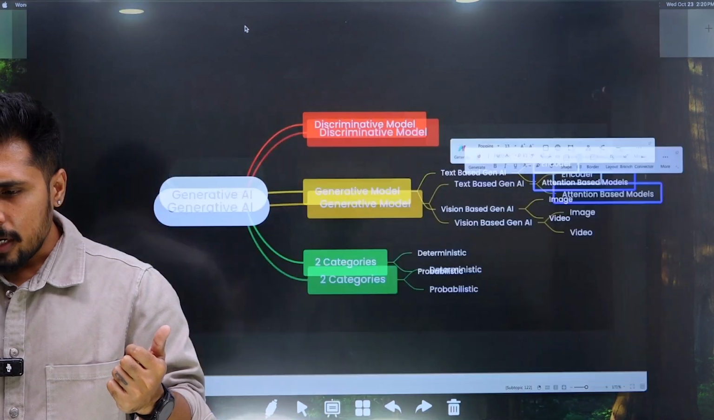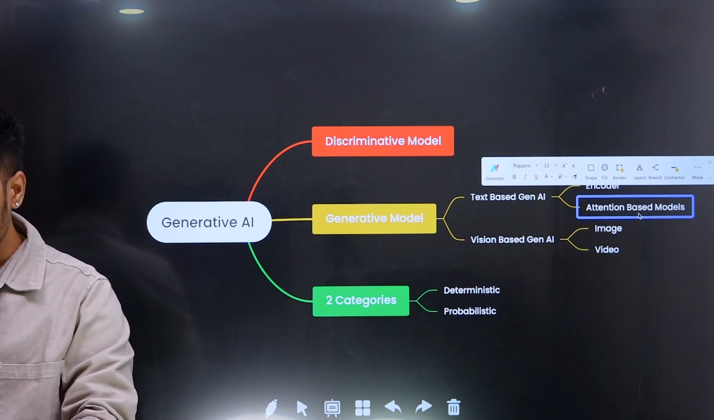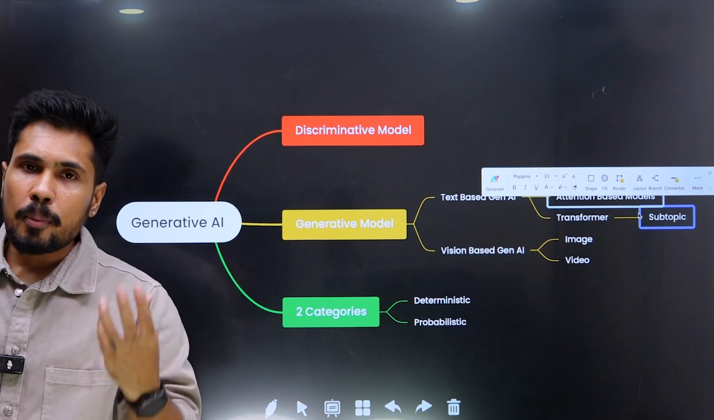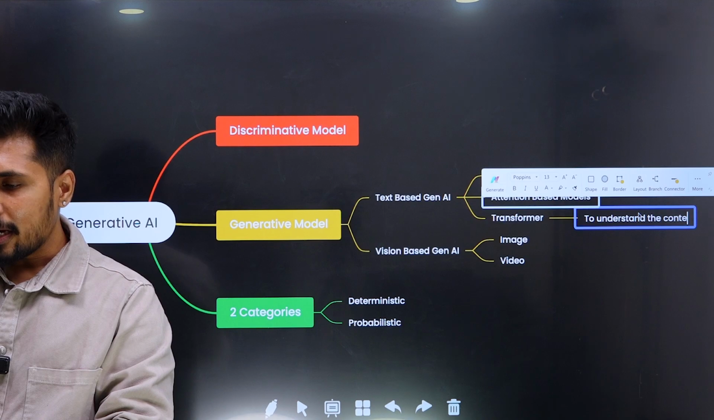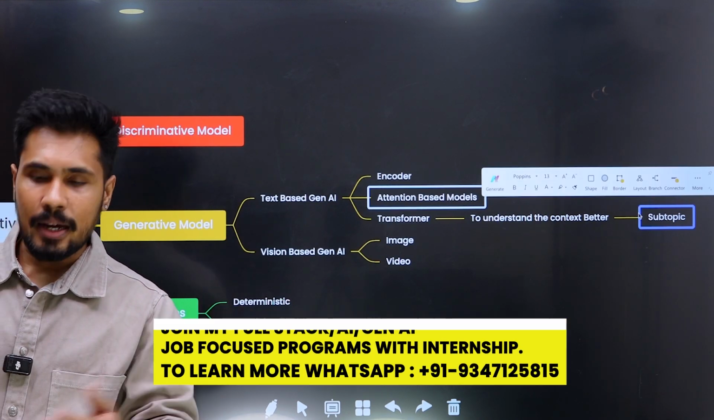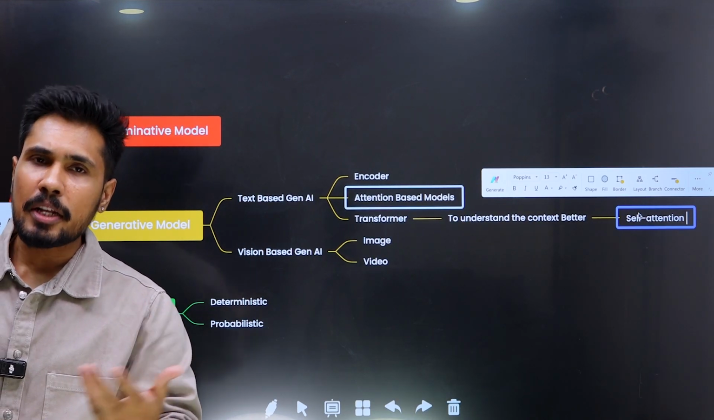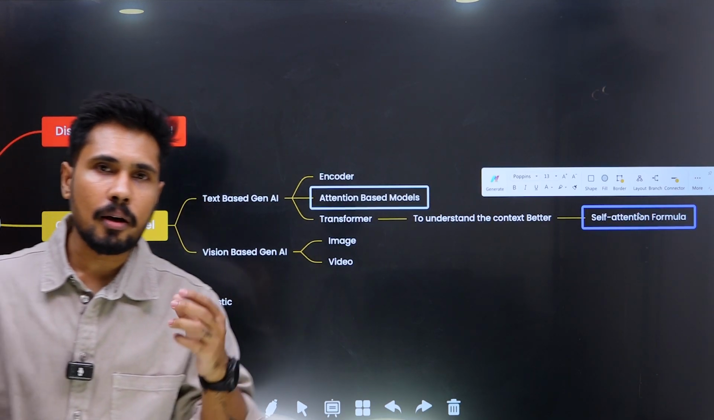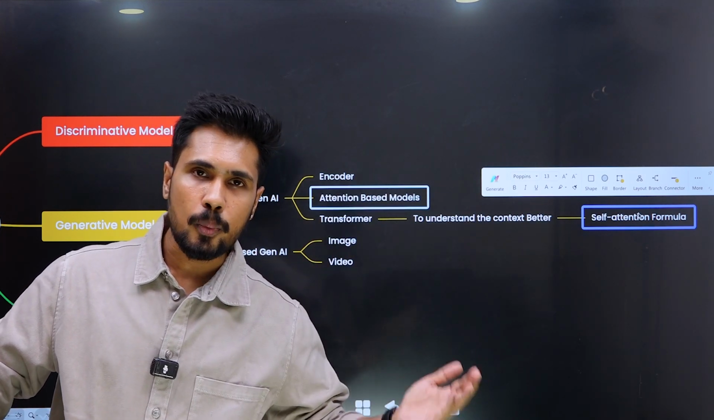Now, let me get into this. Within the generative models, we got text-based, attention-based models, and then we got transformers. So what exactly is this breakthrough? What exactly are transformers doing? Transformers help us understand the context better. That's the breakthrough. How is it able to understand the context better? With the help of a mechanism called self-attention, or I can say the self-attention formula in simple terms. With the help of the self-attention formula, each word is able to understand itself in a better way by communicating with other words.